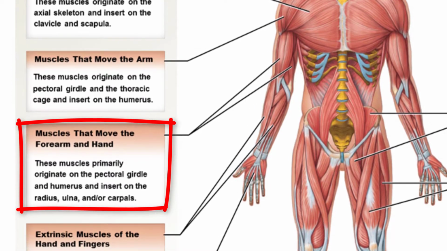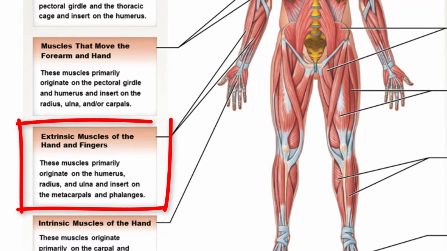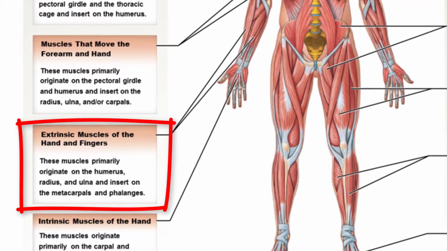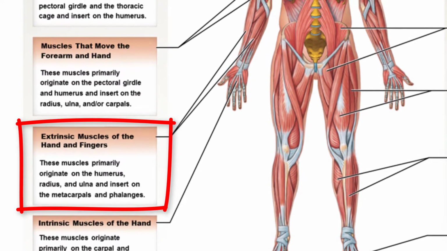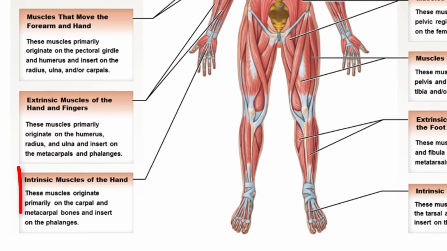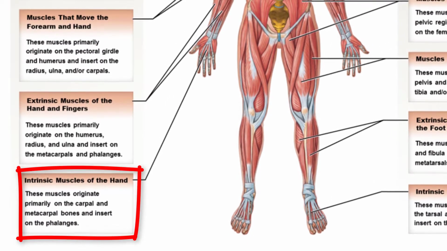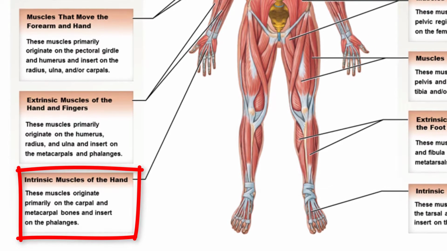ulna, or carpals. Extrinsic muscles of the hands and fingers primarily originate on the humerus, radius, and ulna, and insert on the metacarpals and phalanges. The intrinsic muscles of the hand originate primarily on the carpal and metacarpal bones and insert on the phalanges.